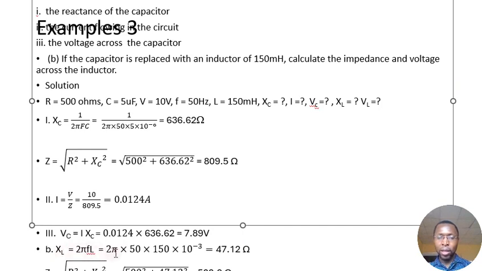Okay, so inductive reactance is 2πfL. Our f still remains 15 in the parameters we have. Our inductance, which is the L, is 150 millihenry. When you simplify, the inductive reactance is 47.12 ohms.